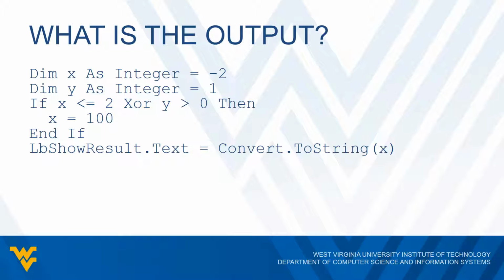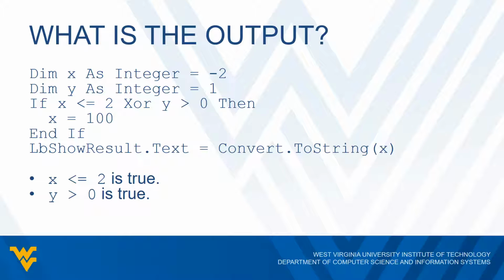So let's evaluate our expressions, and they're pretty much the same as we had before, but just as a reminder, since x is -2, x less than or equal to 2 is going to be true. And then we need to check the second condition. Since y is 1, y greater than 0 is true.